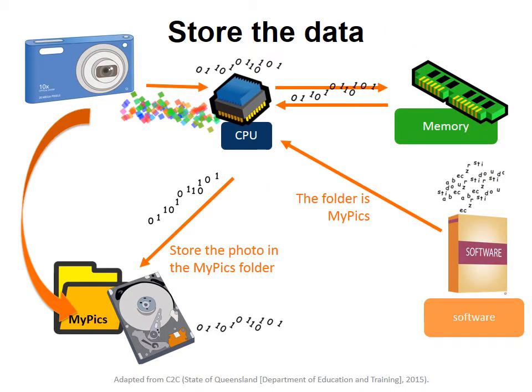The CPU copies the photos from the camera to the MyPics folder on the hard disk. It has to copy the photos pixel by pixel. The CPU works faster than the hard disk. The memory helps out the CPU by storing some of the pixels until the hard drive catches up to the CPU. The pixels in the photos are stored as binary codes on the hard disk.